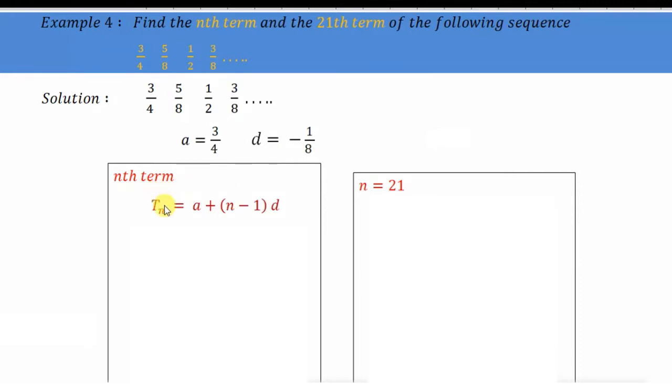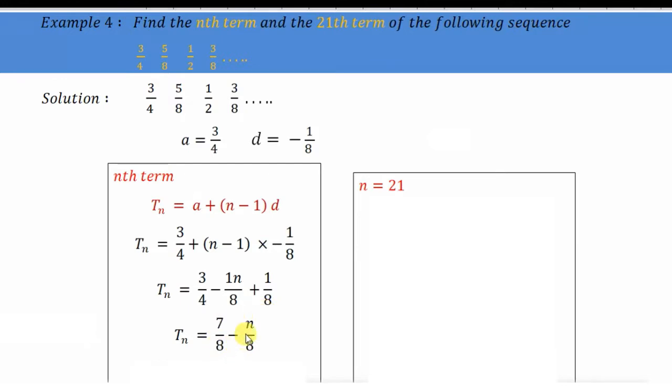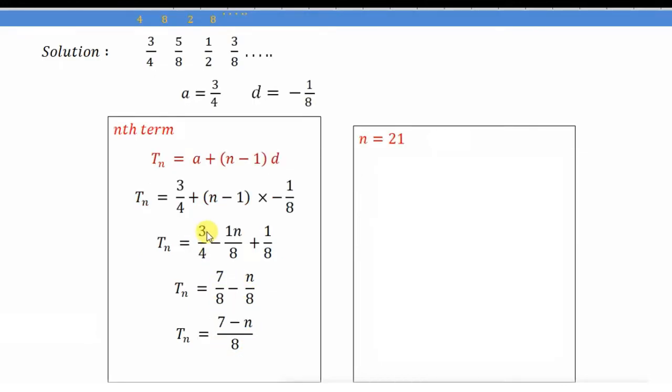So to find the nth term, we take the formula. What is a? A is 3 by 4, n minus 1 times d, where d is negative 1 by 8. So I'll multiply negative 1 by 8 into this bracket, so that I'll get negative n divided by 8, and negative times negative will be positive, that will be 1 by 8. So now 7 by 8 minus n by 8. How did I get 7 by 8? I added 3 by 4 plus 1 by 8. I get 7 by 8 and minus n by 8. As the denominator is the same, I can directly write 7 minus n by 8. So this is the nth term of the given fractional arithmetic sequence.